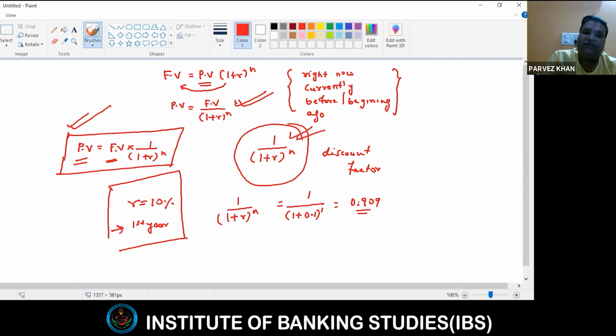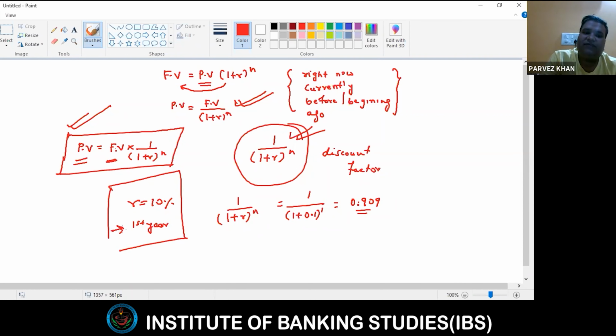Now suppose I say discount 90%. So this will be the discount factor, the decimal value, not the amount. Sometimes they ask to calculate the discount factor when the rate is this much, for 2 years or 3 years, like that they ask for the second year or the third year.